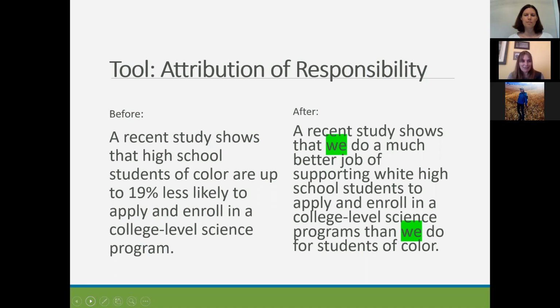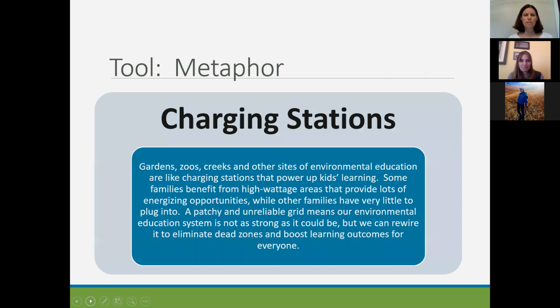This was a good recommendation. Another tool they gave us for inclusive language was the metaphor of charging stations. And this relates back to that metaphor of wiring up. You can use those in combination. But the idea of charging stations is that nature centers, zoos, museums, and other sites of environmental education are like charging stations that power up learning.